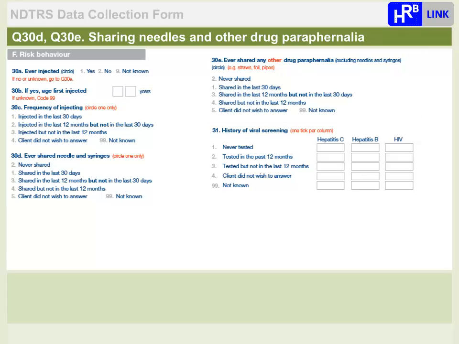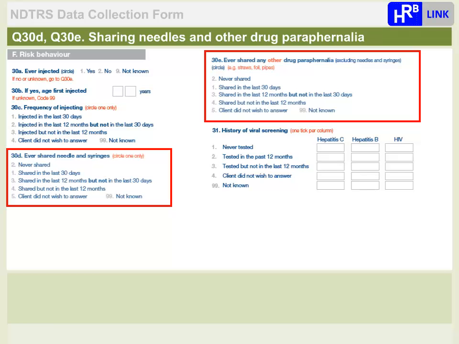Question 30D, ever shared needle and syringes, and question 30E, ever shared any other drug paraphernalia. In order to comply with reporting to Europe, the questions on sharing drug equipment have now been separated out. Sharing of needles and syringes is to be reported separately from other drug paraphernalia, such as straws and pipes. The time period for any sharing will also now be recorded.